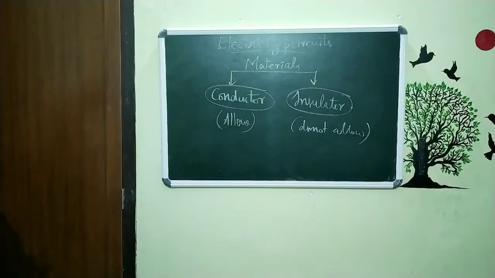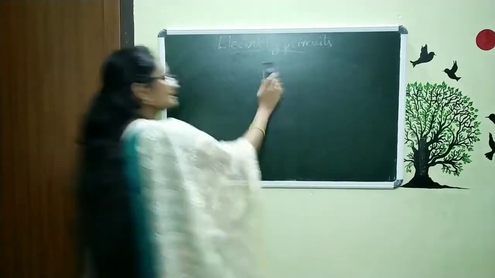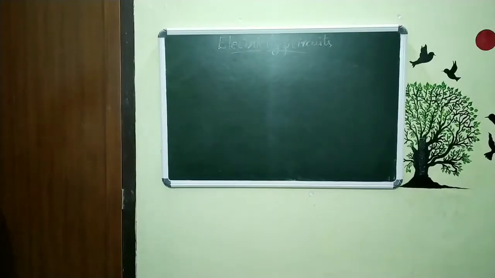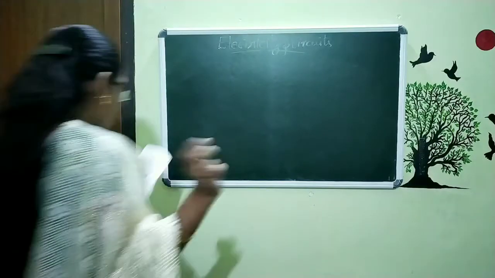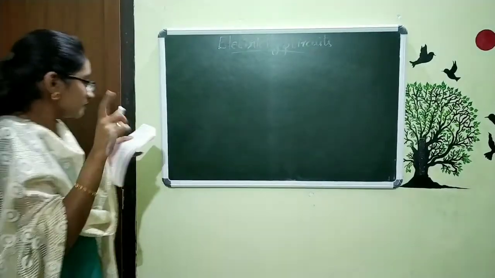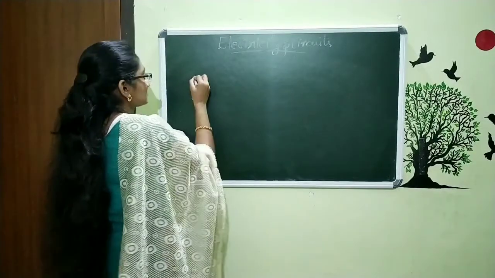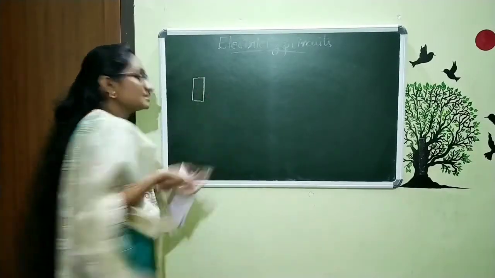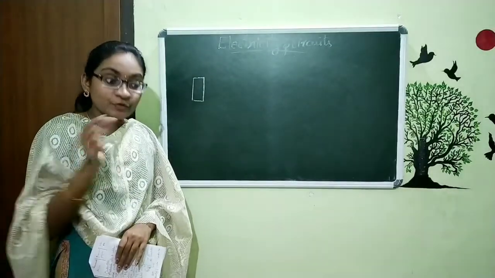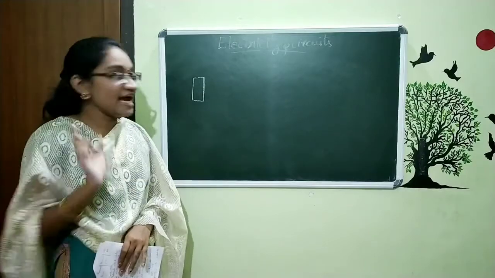Now we are going to conduct one activity. I already said that we want to study the examples. For that, in your textbook on page number 122, you can see one table. So we are going to fill that table. For that, our experimental setup is this. I want to check whether a substance is a conductor or an insulator. That is my aim of the activity.